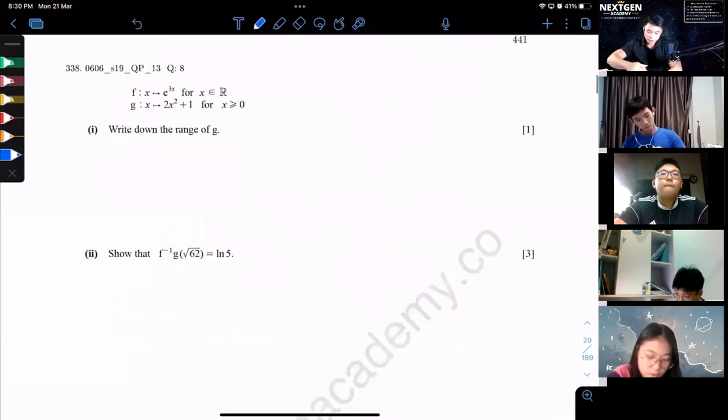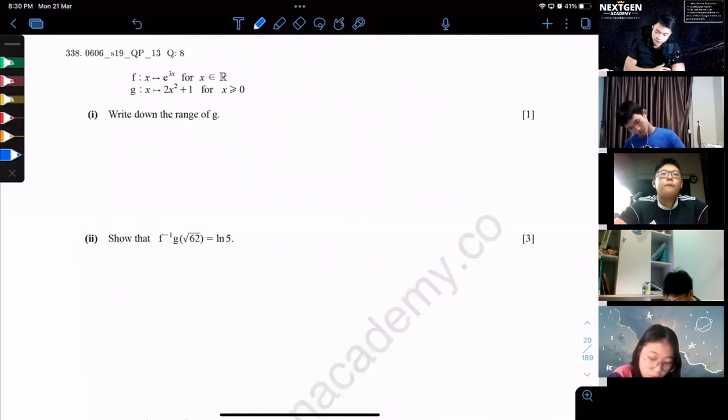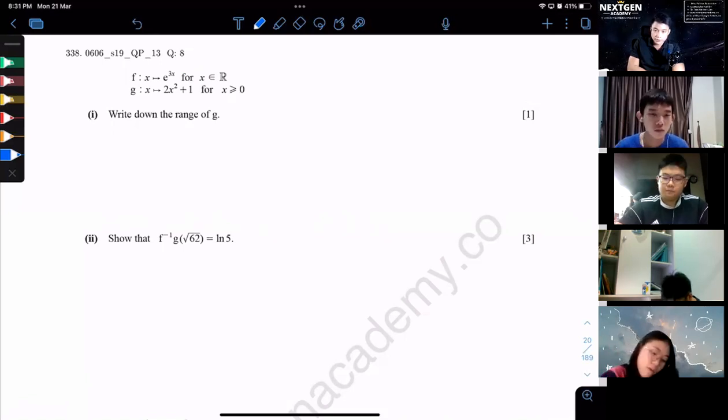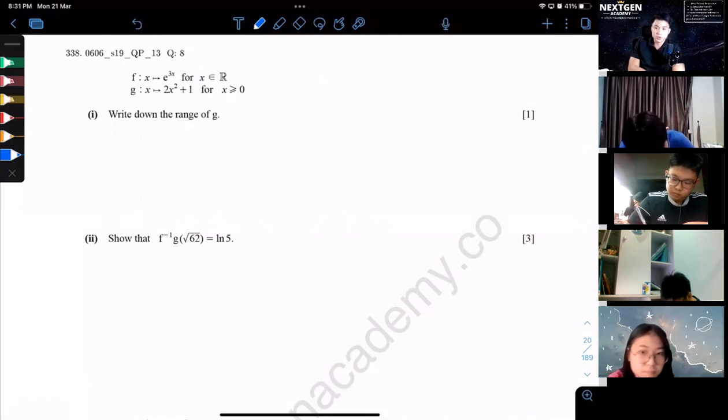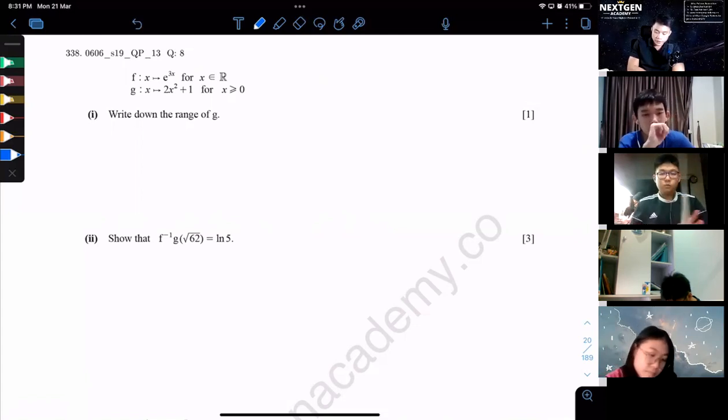Okay, 338. All right, function f(x) equals e to the power of 3x for x real numbers. g(x) equals 2x squared plus 1 for domain x more than or equal to 0. Write down the range of g. This one is back to your chapter 1. I want you all to tell me in the chat, what is the range of g?